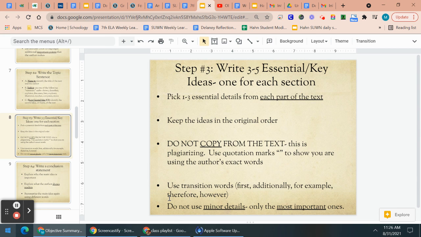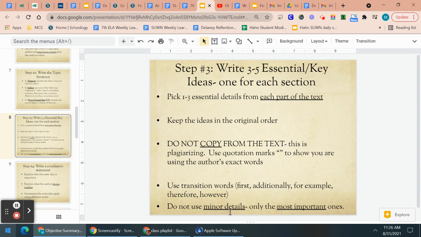You might want to say the author argues, and then you can put it in your own words. Now, don't forget, it's always important to use transition words. These are words that link one idea to the next idea. They're words like, first, the author says this. Additionally, he says this. For example, he argues that. So these are words that transition or link one idea to the next.